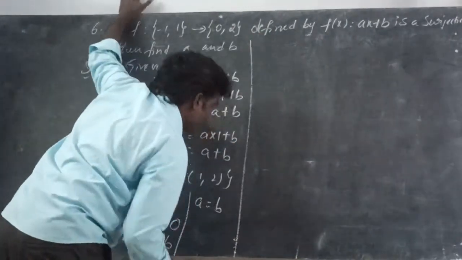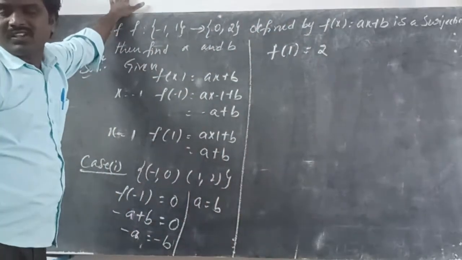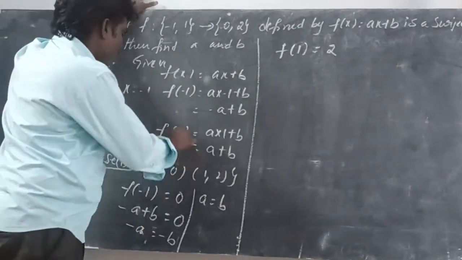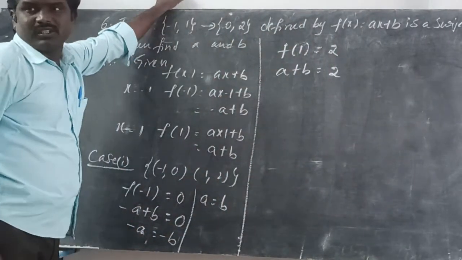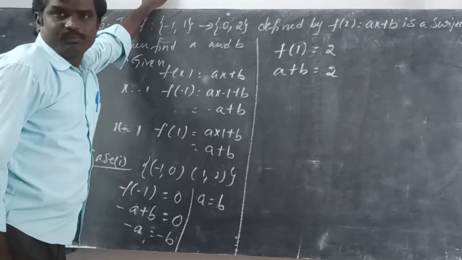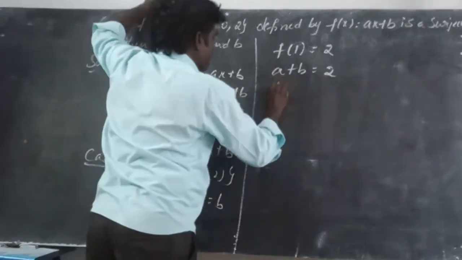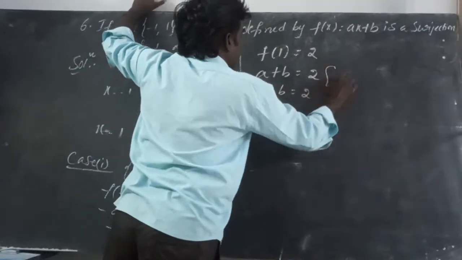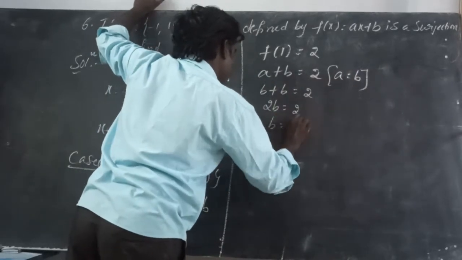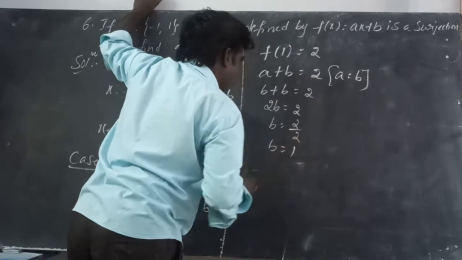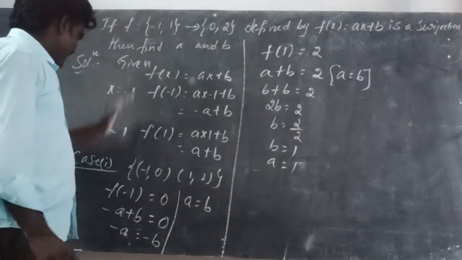Next, f of 1 is mapping with element 2. So f of 1 is a plus b is equal to 2. Okay, so here a is equal to b. In the place of a, we take b. So b plus b is equal to 2, 2b is equal to 2, b is equal to 2 by 2, b is equal to 1. So when b is equal to 1, then a is also 1. This is case 1.